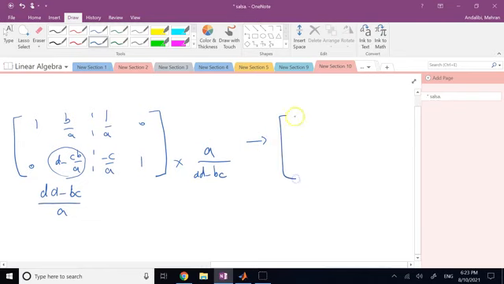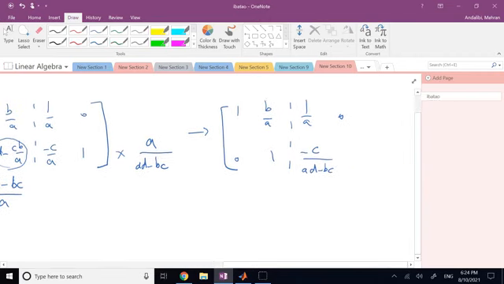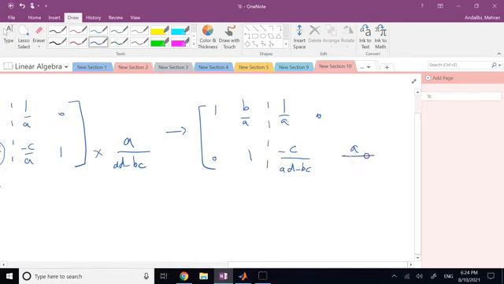Correct? So now you will get 1, B over A, 1 over A, 0, 0, 1, and then that is multiplied, so you get negative C over AD minus BC, and just A over AD minus BC. Good? So this is going to be it so far.